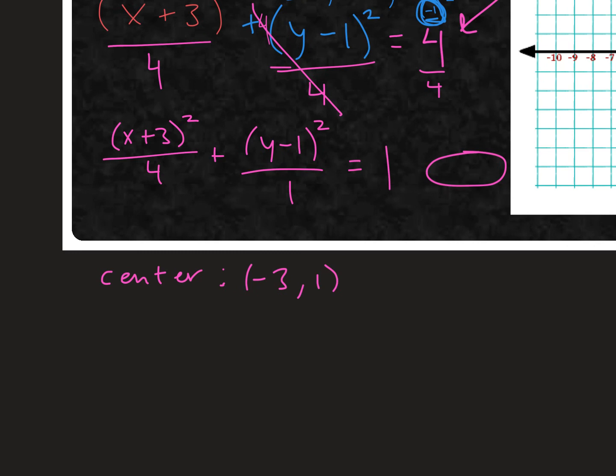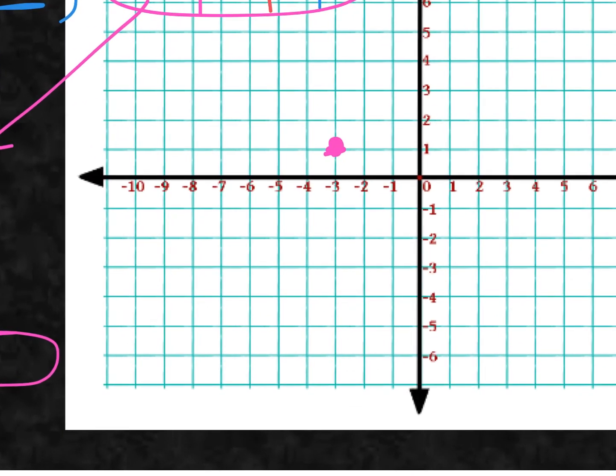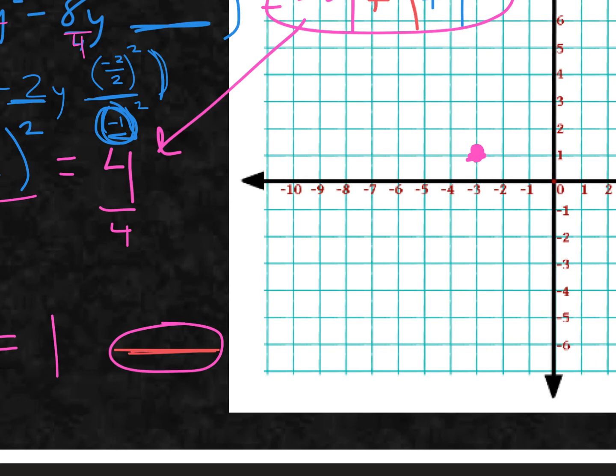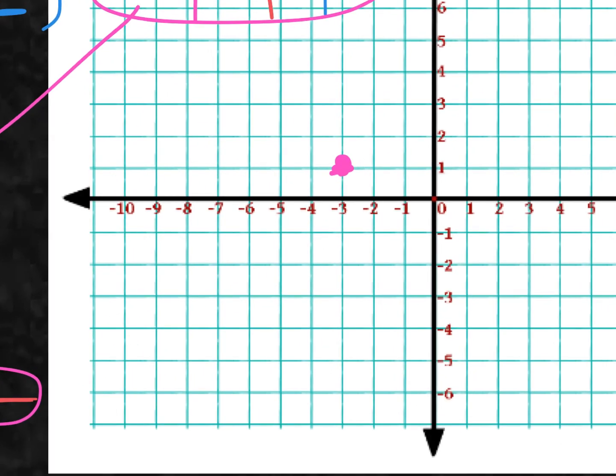Next, I want to find my a, b, and c. So a is always the bigger denominator. So a squared is equal to 4. So then what's a equal to? 2. And a is the distance from my center to my vertex. And since I said it's horizontal, I'm going right and left, not up and down, because a is on the major axis. So I'm going to the left and right 2. So to the right 2, and to the left 2.